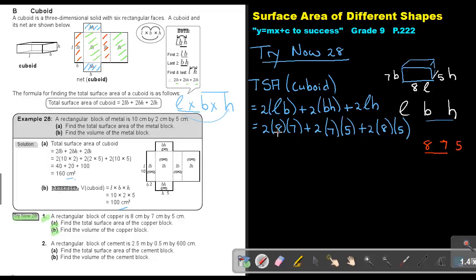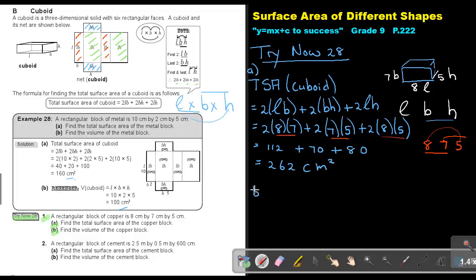So the first two, can you see the first two? Then the last two, can you see the last two? Then the first and the last, can you see them? You can even write it like that. You can leave out this step. And then my answer, if I multiply all those values with each other, for the first one, I'm going to get 112. For this one, I'm going to get 70. And for this one, I'm going to get 80. And if I add it up, it's 262, and that is square centimeters. And that's my final answer for number A.